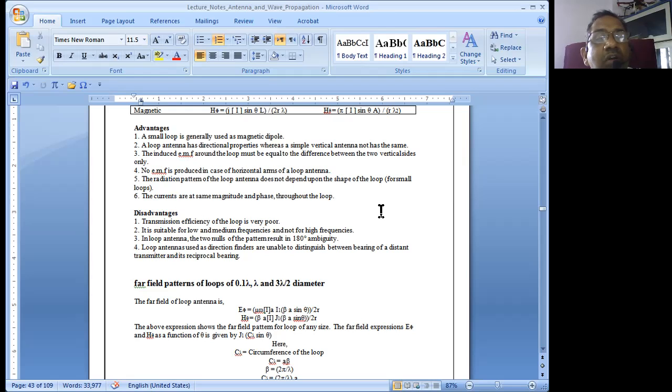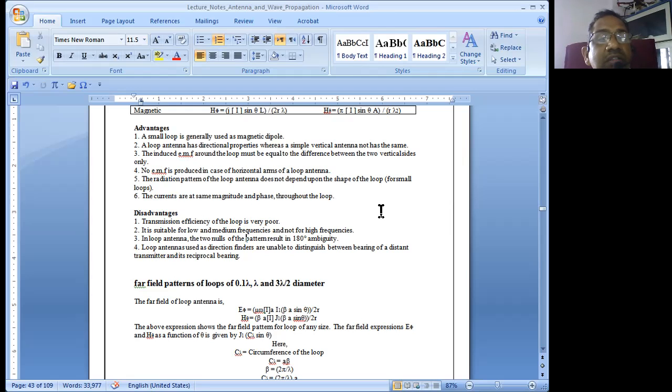Now, what are the drawbacks? The drawback is the transmission efficiency. The transmission efficiency of the antenna is very poor, so it radiates EM waves less effectively. It is suitable for low and medium frequencies and not for high frequencies. So small loop antennas are normally meant for medium frequencies and low frequencies.